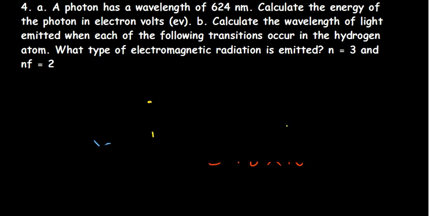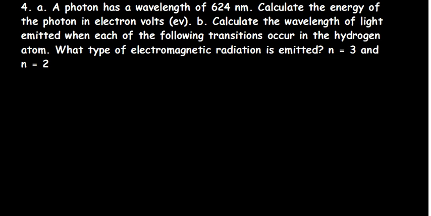And then if you look at B, it's asking us to calculate the wavelength, where we're given a transition in the hydrogen atom. We're also asked to determine what type of electromagnetic radiation is emitted, given n is equal to 3 and n is equal to 2. So calculate the wavelength of light emitted when each of the following transitions occur in the hydrogen atom. In this case, it's a two-way thing. Since the question is so general, we have the transitions, and we've not specified which one is the final and which one is the initial.